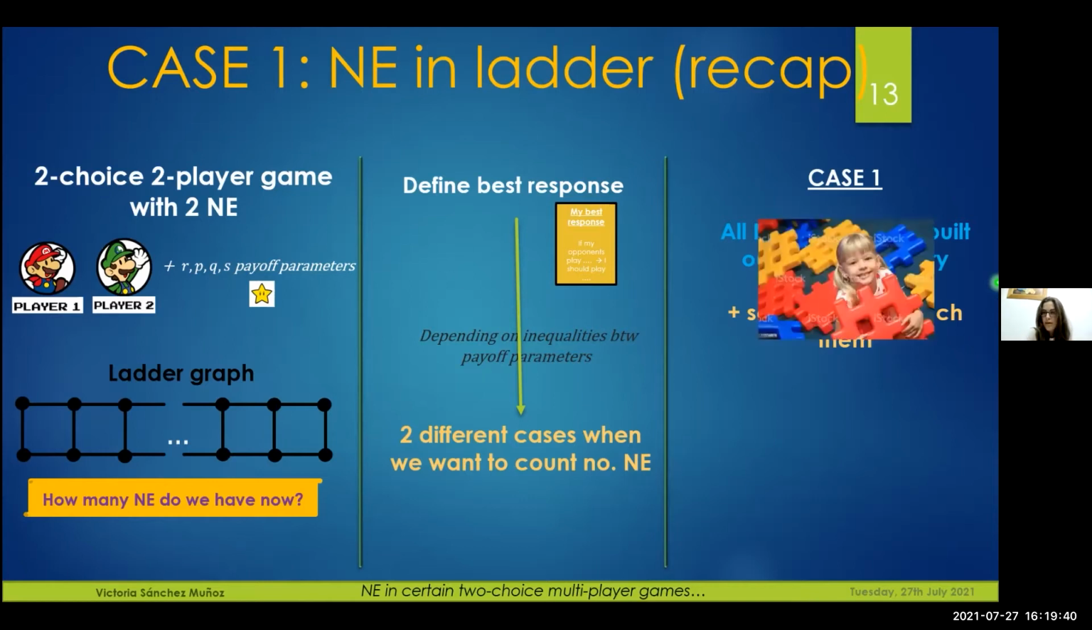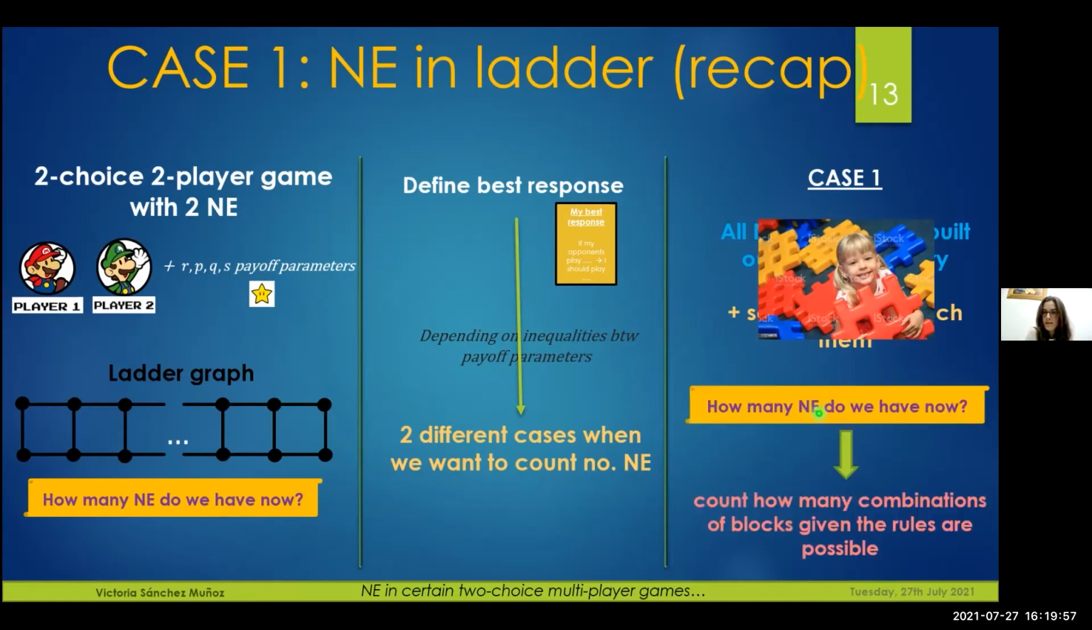And we could think of that as just playing with some Lego blocks. So what's the use of this? Well, now we have turned the original problem of counting the Nash equilibria into a combinatoric problem, because now the only thing that we need to do is to count the number of combinations of blocks that are possible given the rules. Okay, so that's our goal now, to count the number of combinations. So it's kind of a combinatoric problem.